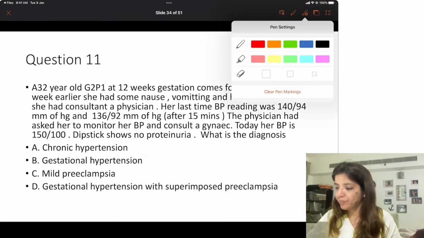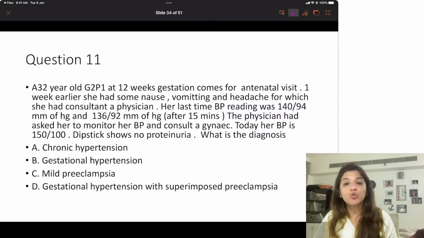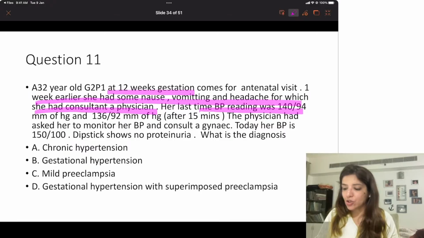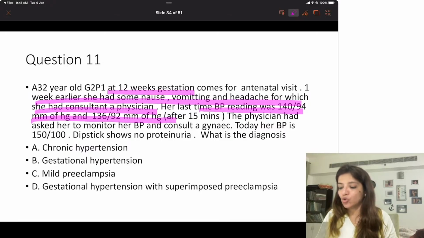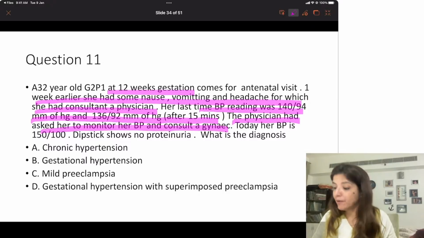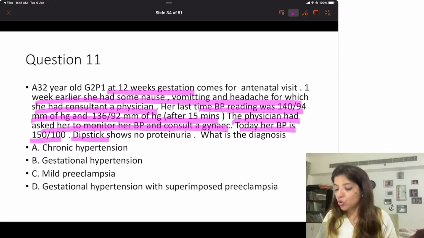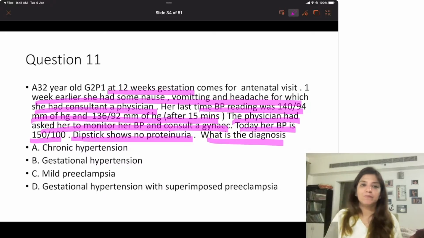Now read this question over here. A 32-year-old G2P1 at 12 weeks of gestation comes for an antenatal visit. 1 week earlier, she had some nausea, vomiting and headache for which she had consulted a physician. Her BP reading then was 140 by 94 millimeters of mercury and 136 by 92 millimeters of mercury after 15 minutes. The physician had asked her to monitor her BP and consult a gynac. Today her BP is 150 by 100. Dipstick shows no proteinuria. What is the diagnosis?